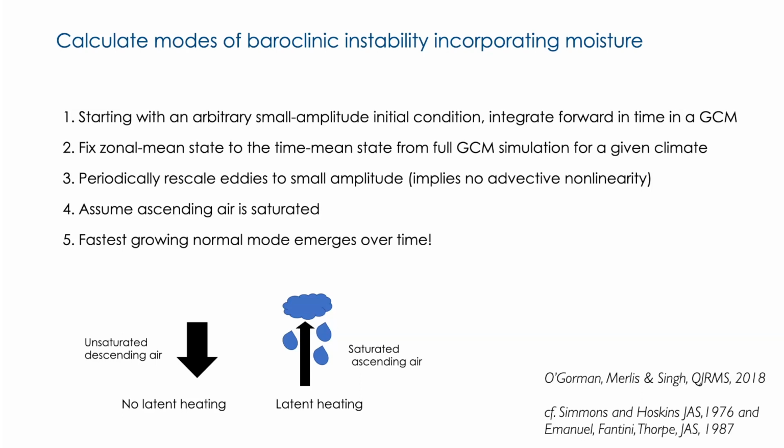But we do include moisture. Ascending air is assumed to be saturated, descending air is dry. And so the effect of that is we get latent heating in the ascending air, as you can see in the cartoon here. So the resulting simulation will be nonlinear. Even though we don't have advective nonlinearity, we have nonlinearity from moisture. If we keep running this forward and rescaling, we get the fastest growing normal mode, which emerges, and that's the normal mode we're interested in.